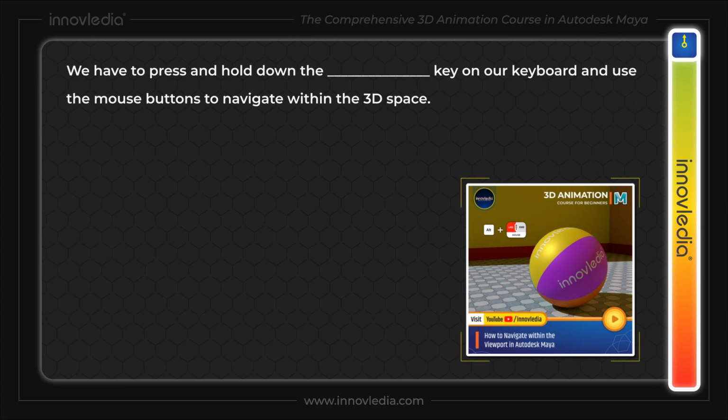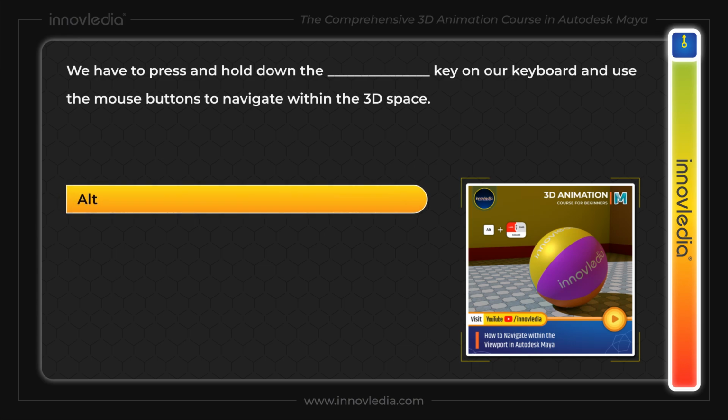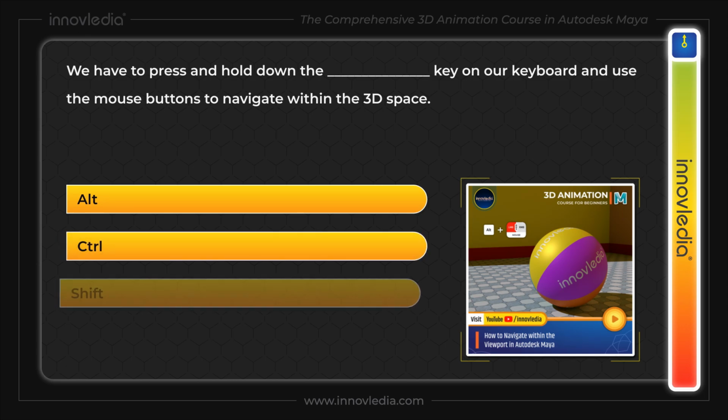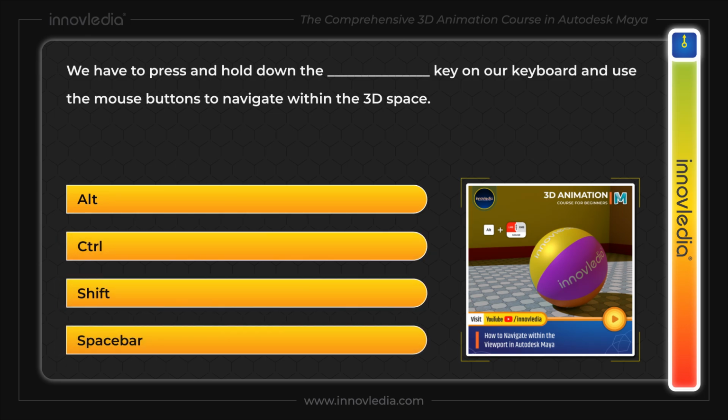We have to press and hold down the dash key on our keyboard and use the mouse buttons to navigate within the 3D space. The options are Alt, Control, Shift, Spacebar. Your time starts now. And the correct answer is Alt.